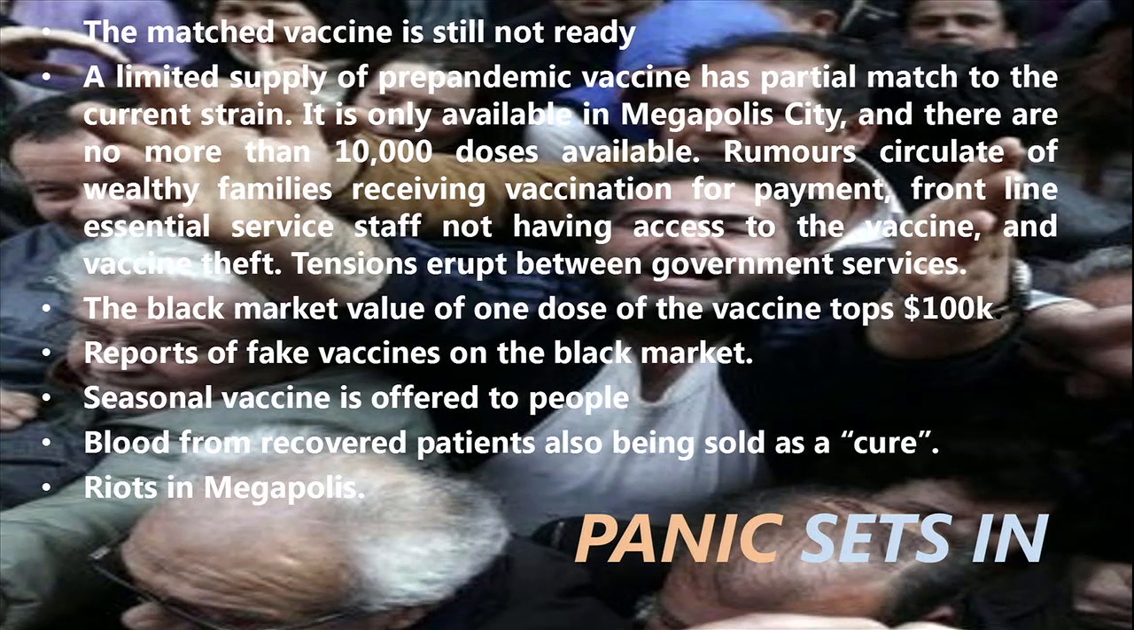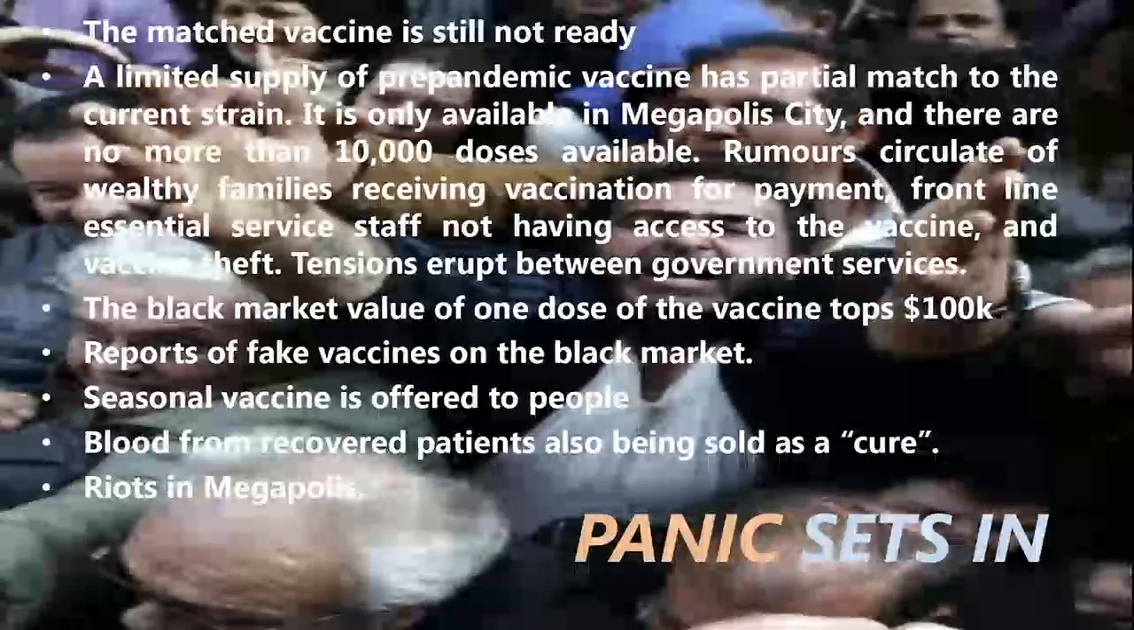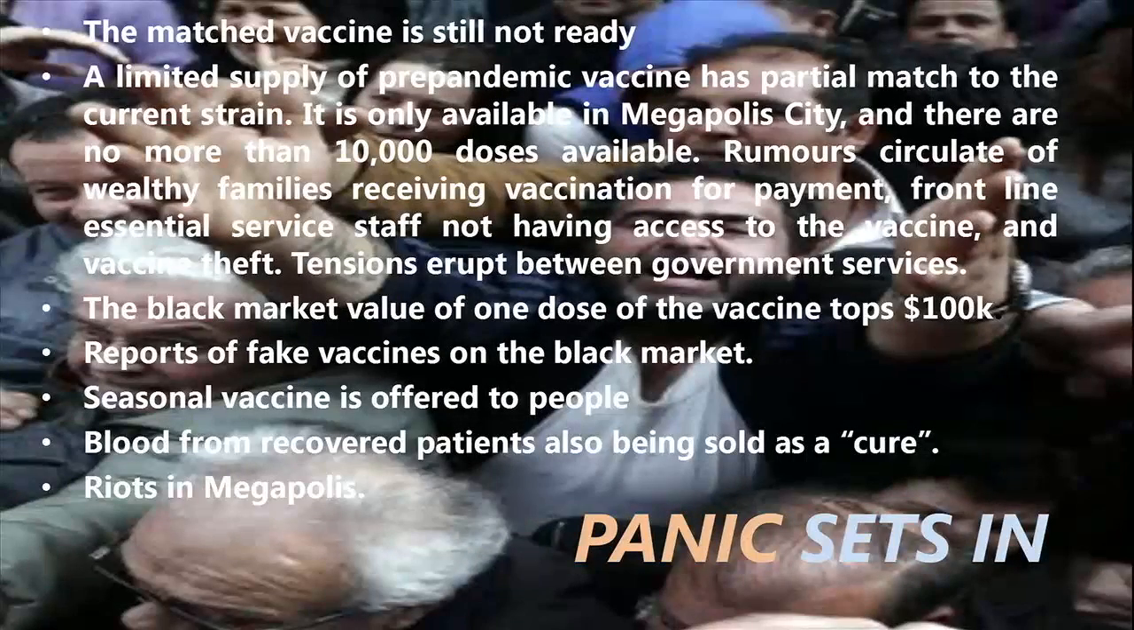So panic sets in. The matched vaccine is still not ready. There's a limited supply of a pre-pandemic vaccine, which is a partial match to the strain, but only 10,000 doses. And rumours circulate that only the wealthy families are receiving the vaccination for payment, that frontline and essential service staff are not receiving access, and that tensions are erupting between the different government services. There's also reports of black market value of the dose of a vaccine being $100,000 and reports of blood being sold on the black market as a cure. And there's riots in Megapolis.